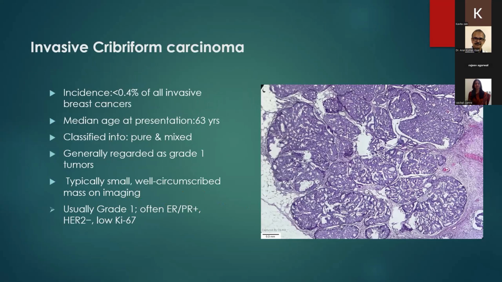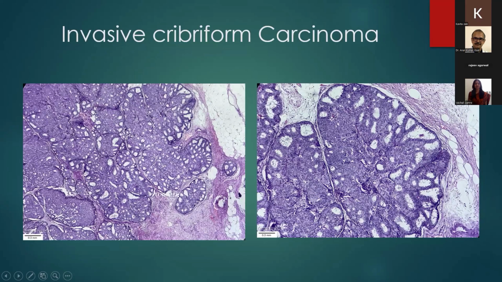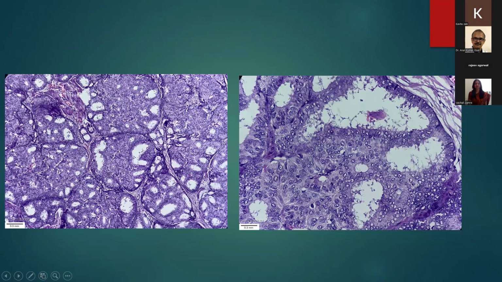Another type of luminal A tumor with excellent prognosis, just like your tubular carcinoma, is your cribriform carcinoma. This is again a grade 1 tumor. Normally, it's classified into pure type or mixed type. Pure type is where you have the cribriform pattern in more than 90% of the tumor. So you can have these rounded islands in a desmoplastic stroma. You have these punched out spaces, which is also known as the sieve-like pattern. It closely mimics a cribriform DCIS, which you've just seen.